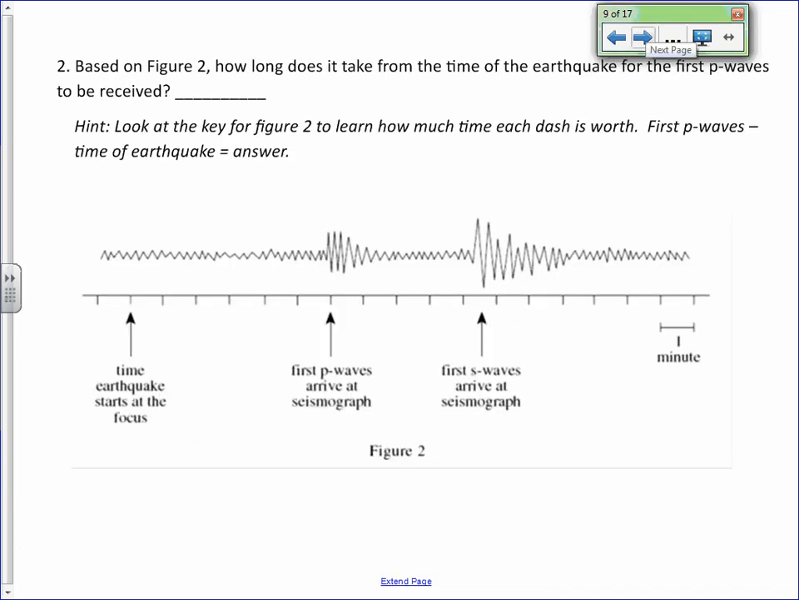Moving on. Number 2. Based on figure 2, how long does it take from the time of the earthquake for the first P waves to be received? What do we think? How'd you get 6 minutes?